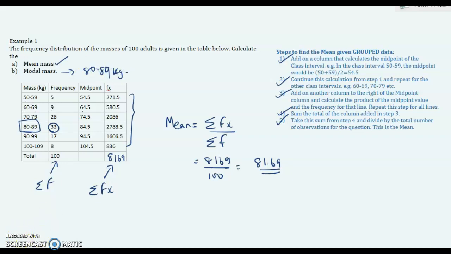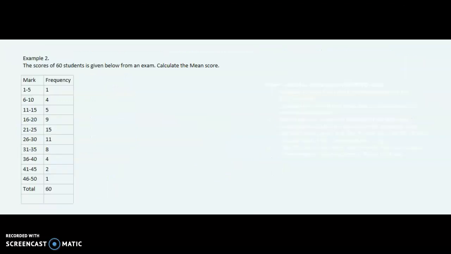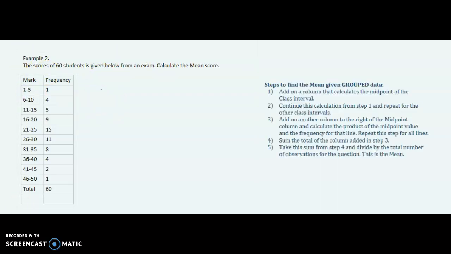So now let's move on to example 2. Example 2. Now they say in this one, the scores of 60 students is given below from an exam. Calculate the mean score. So let's do this. First, to do this now, we have to first analyze, is this group data or ungroup data? Now because I have this category here, 1 to 5, this means that it is group data. So now let me put up the steps that I need to follow to calculate the mean.